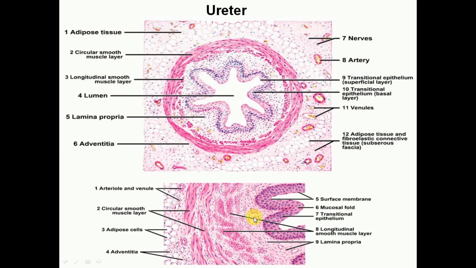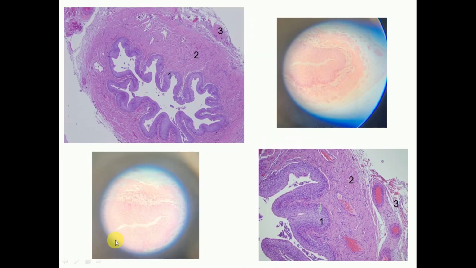So here there is a high power view of the transitional epithelium lining the mucosa. Then there are circular and longitudinal layers of smooth muscles, inner longitudinal and outer circular, and then there will be adventitia. So if we see under microscope, very important to remember that the entire tissue will be seen under the light microscope, as we can see here.